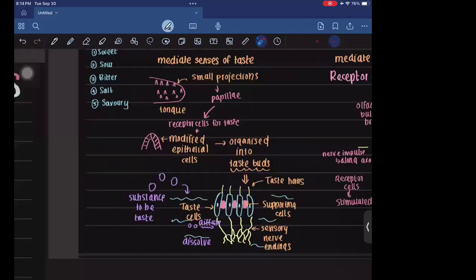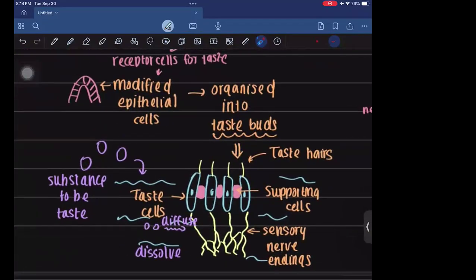So how is a taste bud going to look? This is how a taste bud is going to be. In the middle what you have are the taste cells. These are the taste cells.